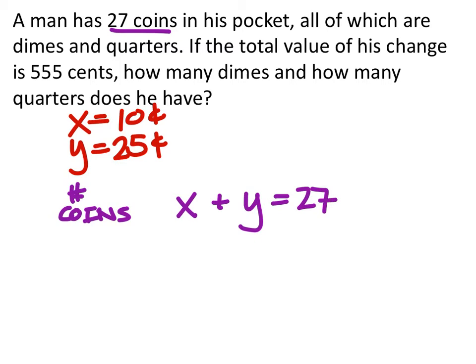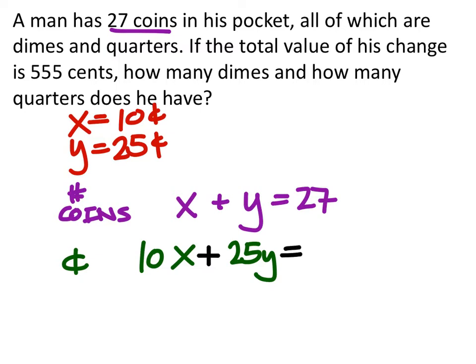The next equation will be based off of how much it's worth in cents. So for my 10-cent coins, those are worth 10 cents each. If I multiply that by the number of dimes, that will tell me how much it's worth. The quarters are 25 cents each. So if I multiply that by how many quarters I have, then I have the worth of my quarters. If I add these together, then I should get my 555 cents.